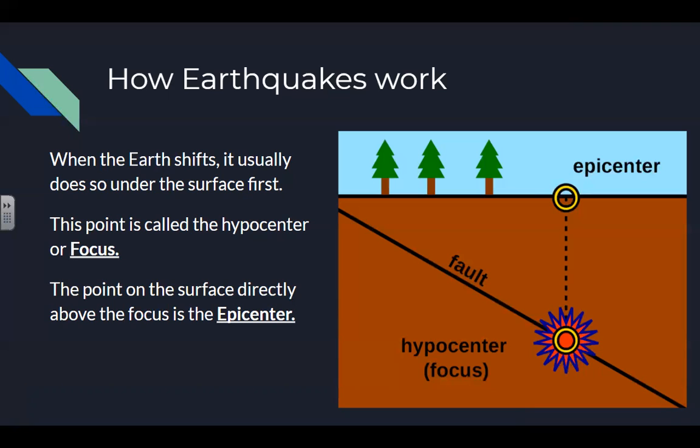I find that a lot of people just assume that the epicenter is where the earthquake starts. That's not really true. It is the point on the surface that is above where it starts, because earthquakes happen deep down in the ground, a couple of kilometers down generally, and they radiate out through waves.